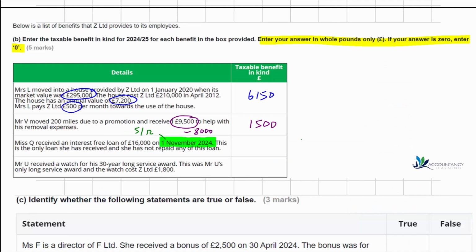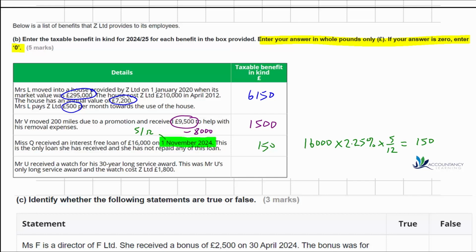So we're going to take the £16,000 loan, multiply by the HMRC official rate, which we saw just now. Remember, we're time apportioning for the 5 months that Miss Q had the loan. And that gives us a total of £150 as the taxable benefit in kind.